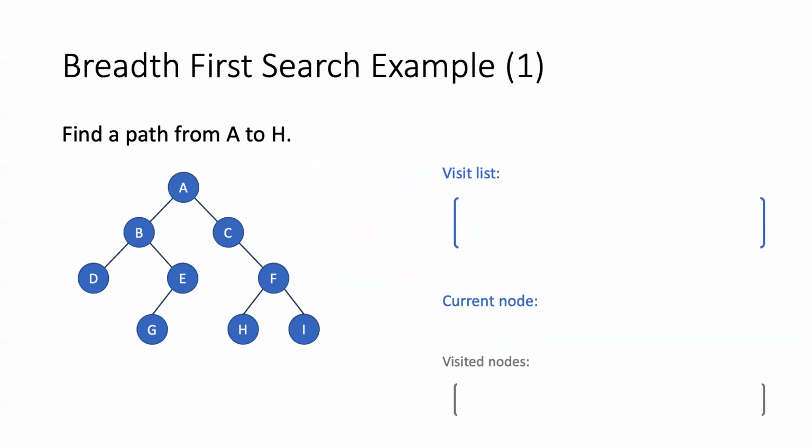So what we're going to do is have a number of structures that we need in order to make this happen. We're going to have a visit list, which is going to be represented as a vector, in particular a queue structure. We're going to have the current node that we're processing, and then we're going to have a collection of nodes that we've already processed, and we don't have to consider them anymore.